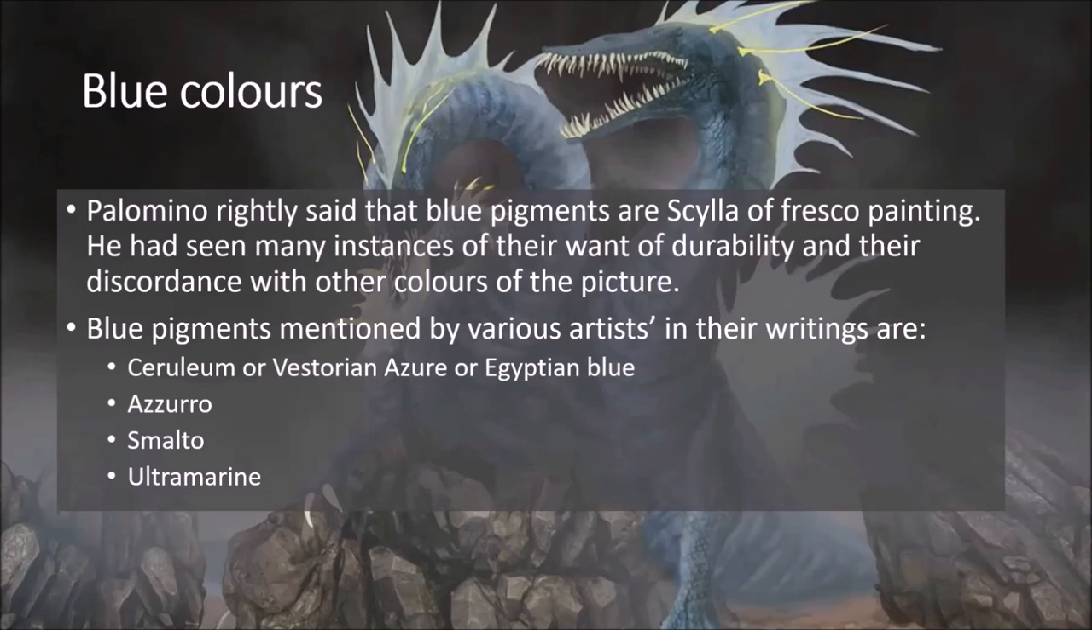Egyptian blue was one of the durable pigments, and it was, I think, the first synthetic pigment.